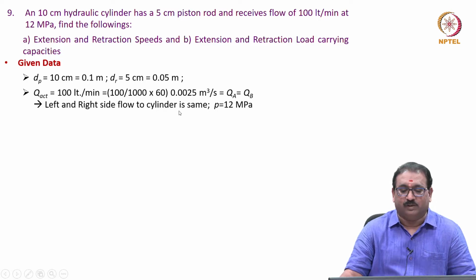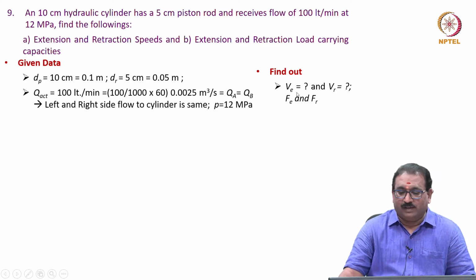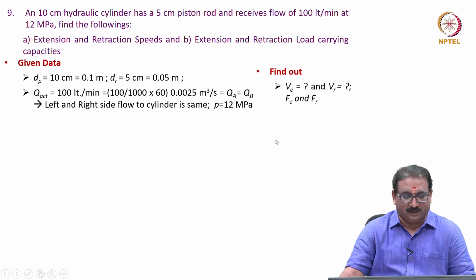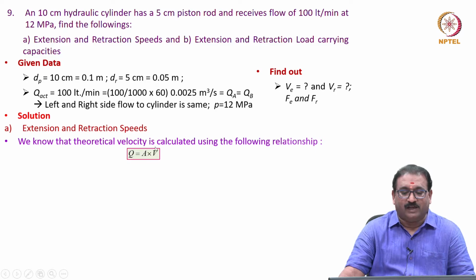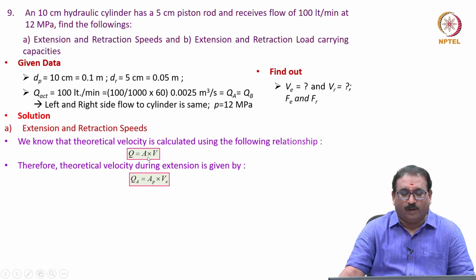Left and right side flow to the cylinder are the same. Then also they have given the pressure, the 12 megapascal. You will convert into Pascal by multiplying by 10 to the power of 6. Now what is our objective? Our objective is to find out the extension and retraction speeds VE and VR, and also you will find out extension and retraction load carrying capacity FE and FR. Now already we know that extension and retraction speeds are calculated using the general equation Q equal to AV, then V equal to Q by A.